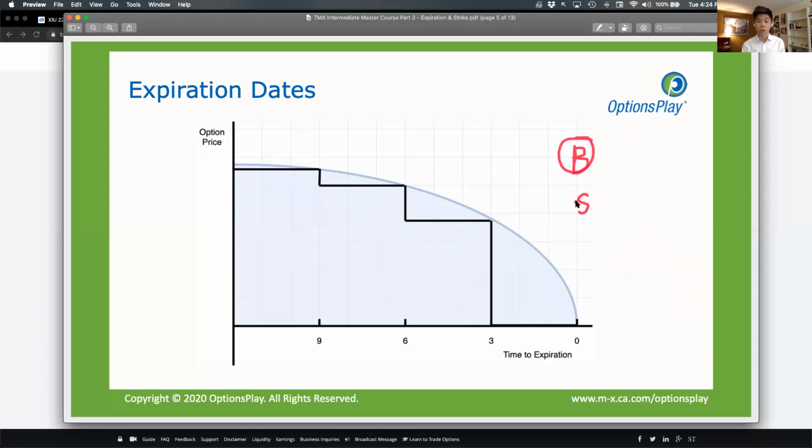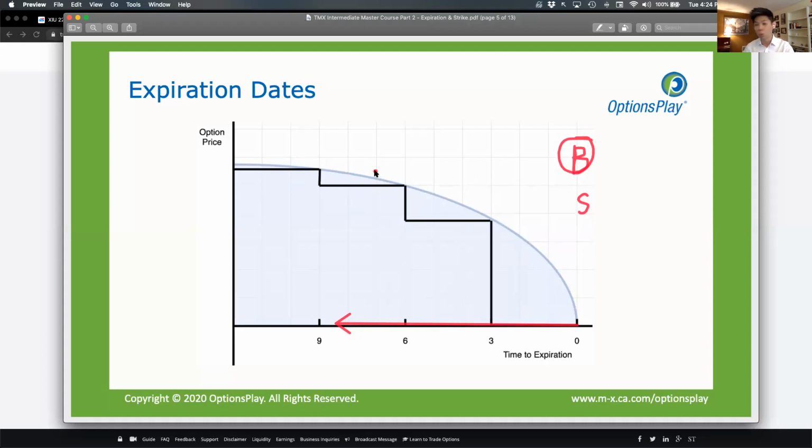Do you want to choose something that is going to decay very fast, or do you want to buy something that decays very slowly? Please type the answer to the chat window, fast or slow. Right, exactly. David said slow. So when you're buying an option, you want to choose longer dated options, because longer dated options will decay at a slower rate.